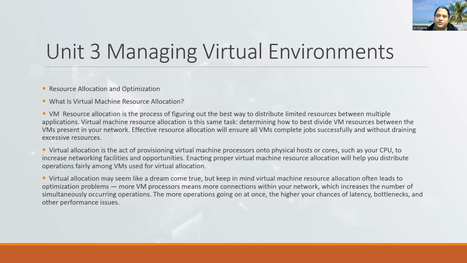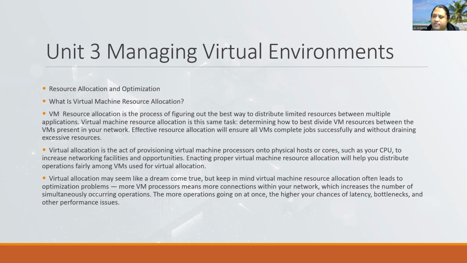But here's the definition of resource allocation. It is the process of figuring out the best way to distribute limited resources between multiple applications. Virtual machine resource allocation is this same task, determining how to best divide VM resources between the VMs present in your network. Effective resource allocation will ensure all VMs complete jobs successfully and without draining excessive resources. I mean, the PC is the finite resource, guys. It can burn out over time too, right? Anything can happen.